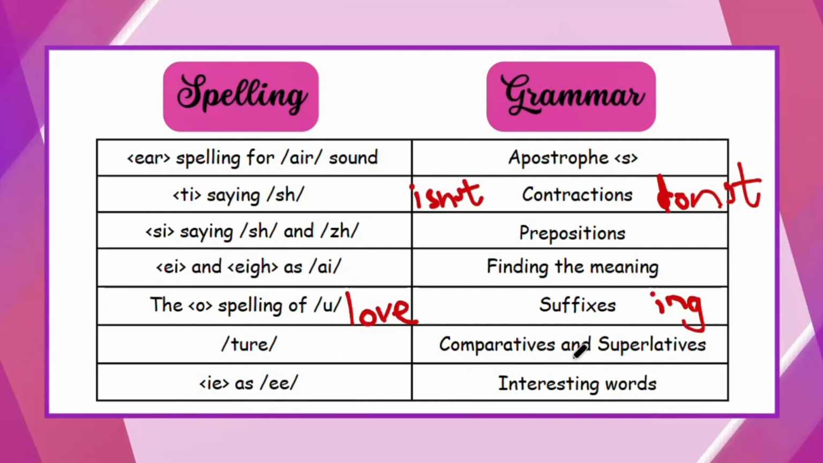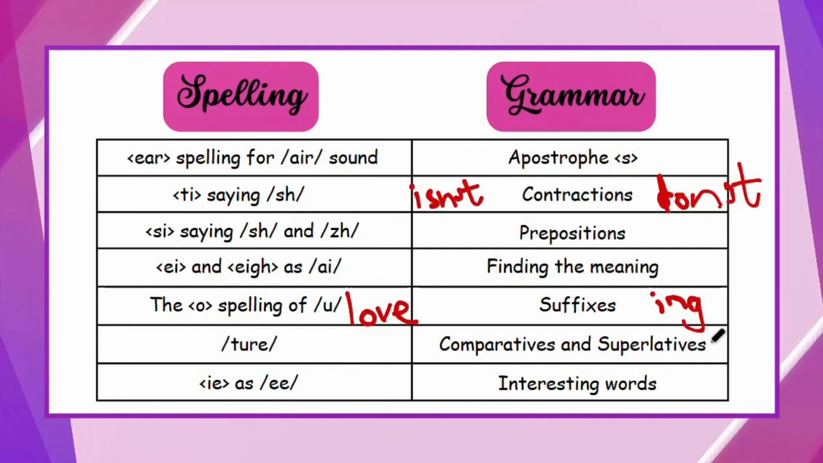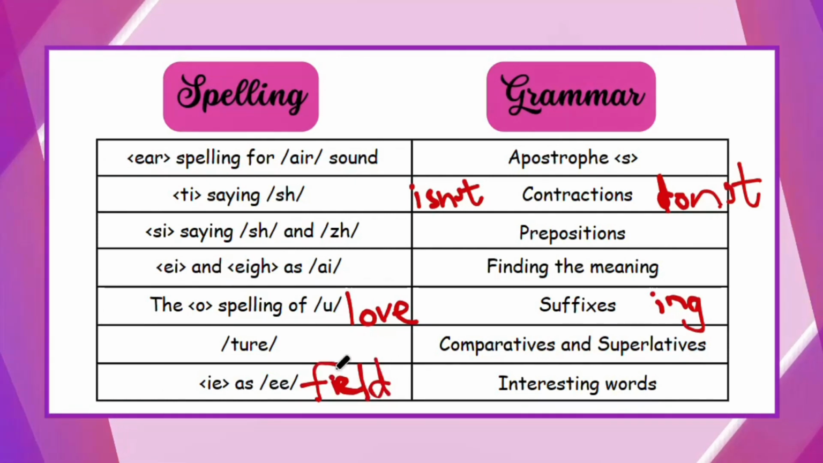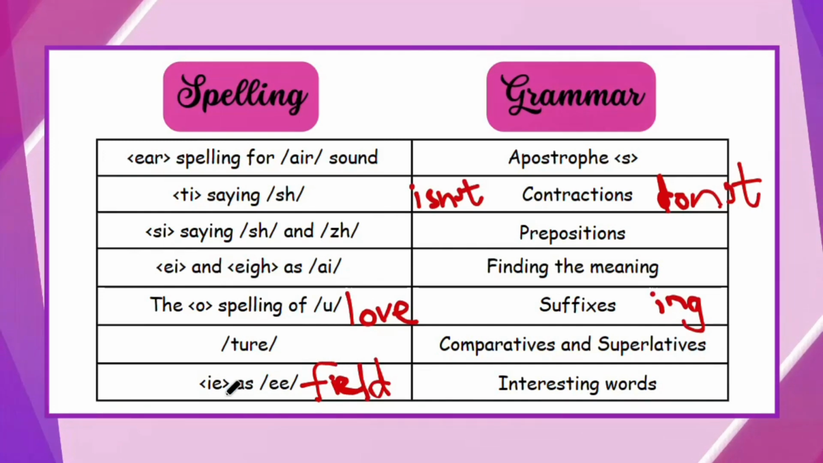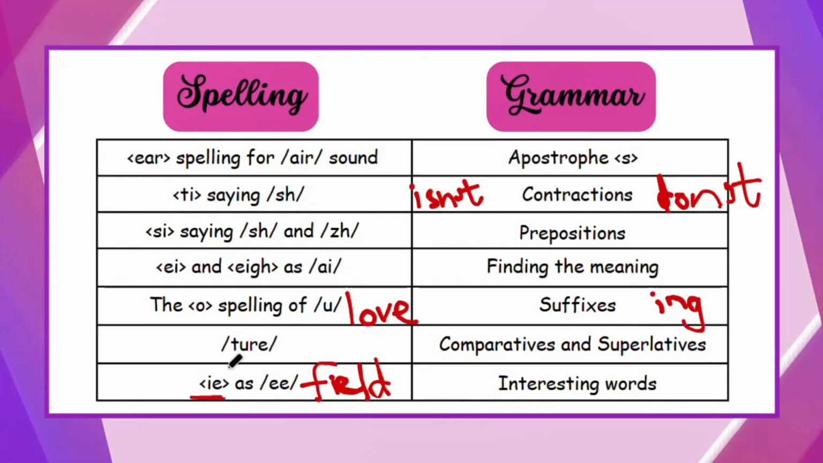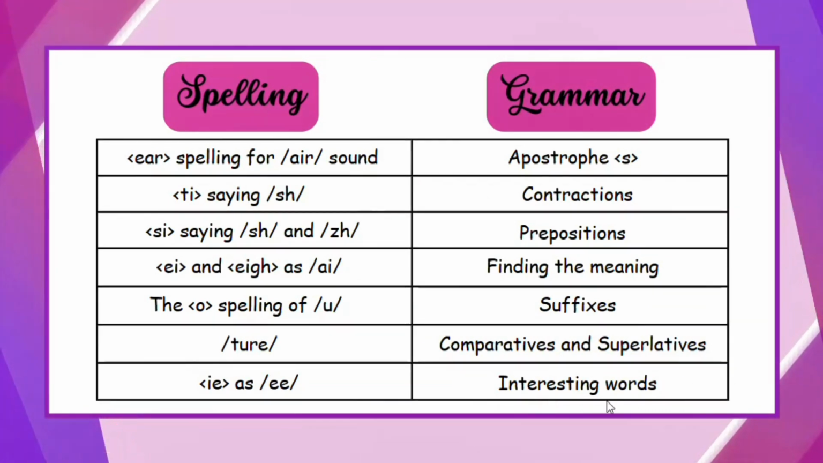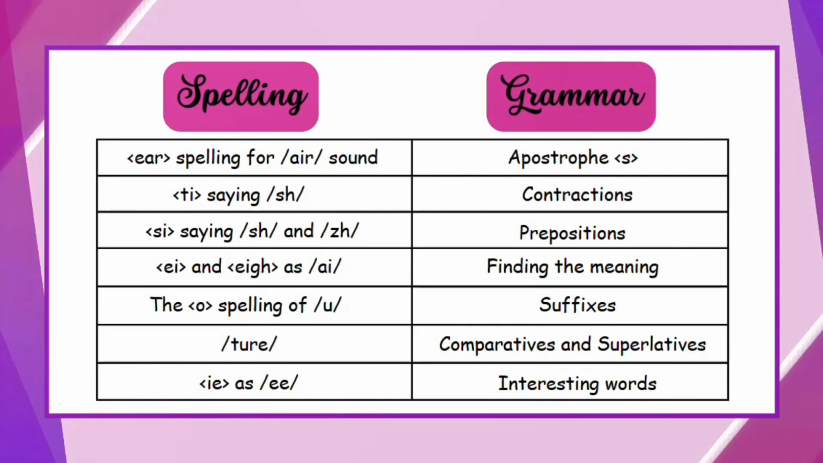And in grammar, you will teach them comparative and superlatives of adjectives. IE as the long E sound, as in field or shield or peace. So IE can also say the long E sound that you will teach them in this lesson. And some interesting words. This is an exercise that you can check out in your teacher's manual or pupil book.